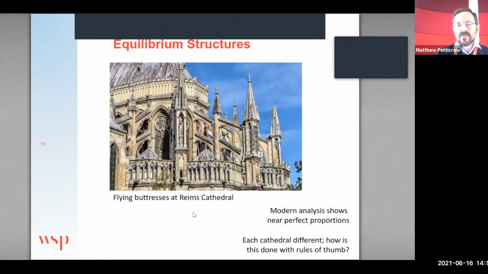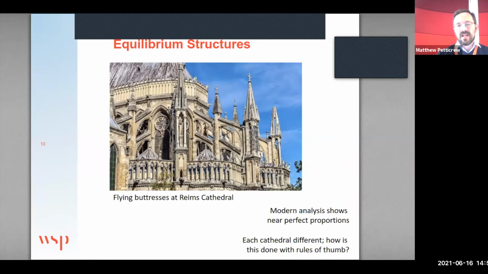Now, the reason that's an important question is that modern analysis that's been done on these cathedrals shows that the proportions are almost perfect, or as near as we can get to perfect. How do we do that with such a crude thing as a rule of thumb?